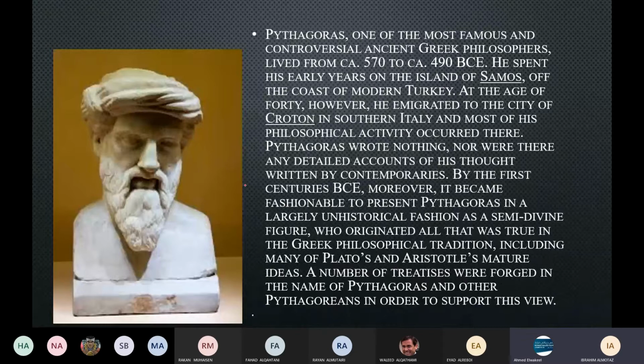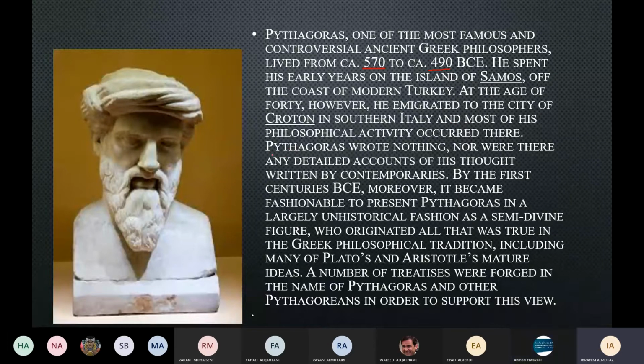Pythagoras, one of the most famous and controversial ancient Greek philosophers, lived from 570 to 490 BCE, which means before the Common Era. He spent his early years on the island of Samos, off the coast of modern Turkey. At the age of 40, however, he emigrated to the city of Croton in southern Italy, and most of his studies and everything that he did was there in Italy.